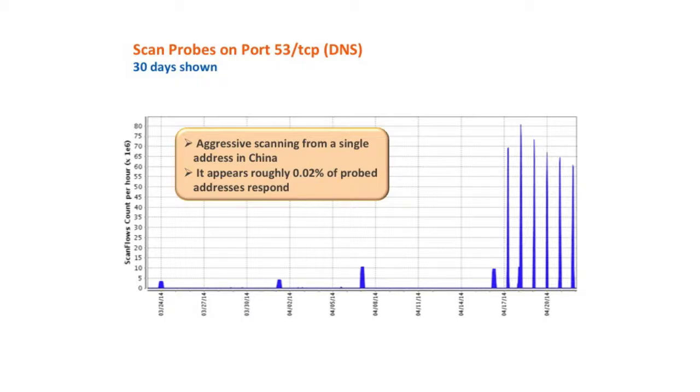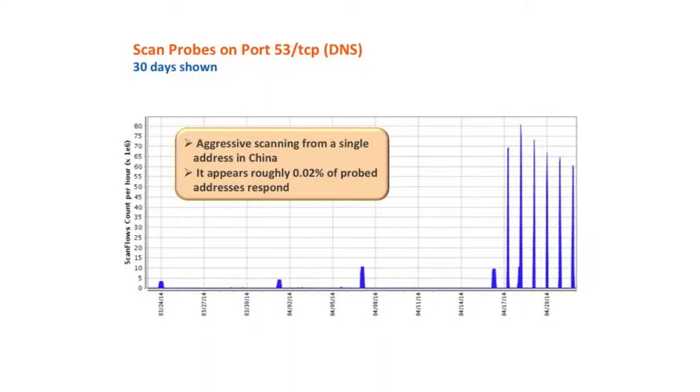We typically talk about UDP associated with DNS activity, but in this case they're scanning port 53 TCP, and 53 TCP tends to be associated with zone transfers. So this may in fact be looking around for DNS servers that are willing to allow a zone transfer, that is, to see what domains are being served up by that server.